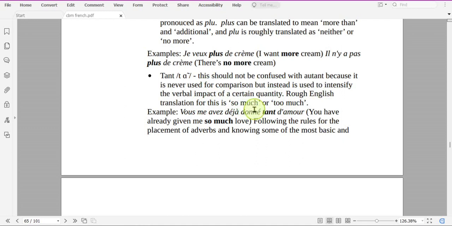So much. Tant means so much or too much. For example, vous m'avez déjà donné tant d'amour. You've already given me so much love. Okay? Tant, so much or too much.